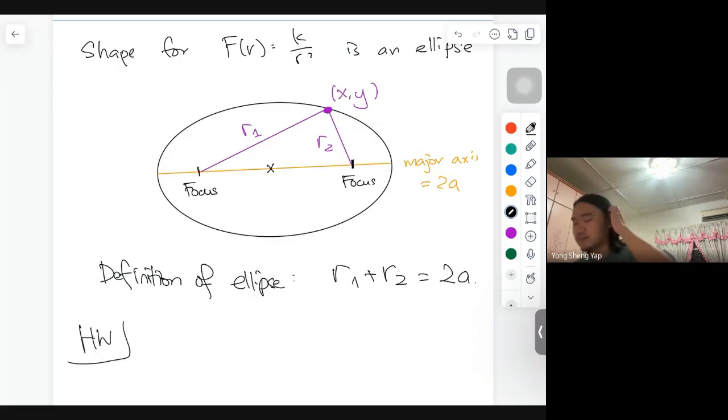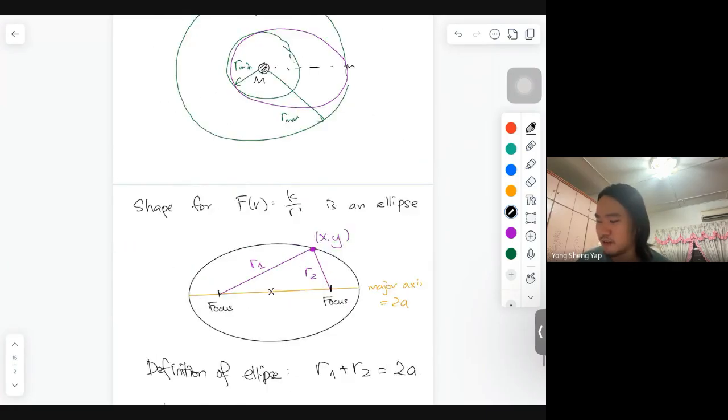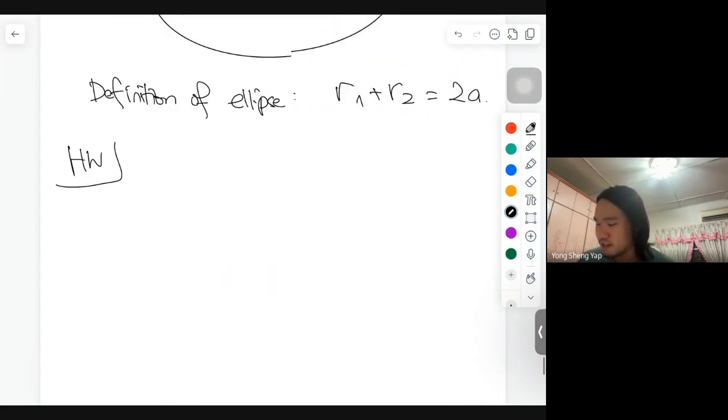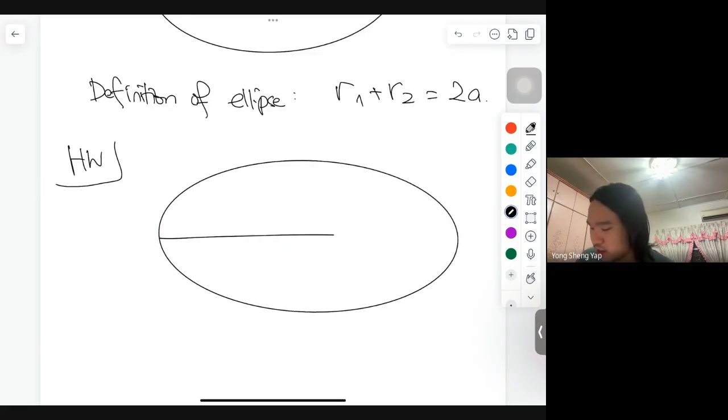So basically, the homework problem is going to ask you to derive many properties of ellipse. The definition of ellipse is basically R1 plus R2 is equal to 2a. And I'm going to show you that it really gives you an equation that looks like the one I showed you just before. The way to do it is to again consider ellipse, the two focus.